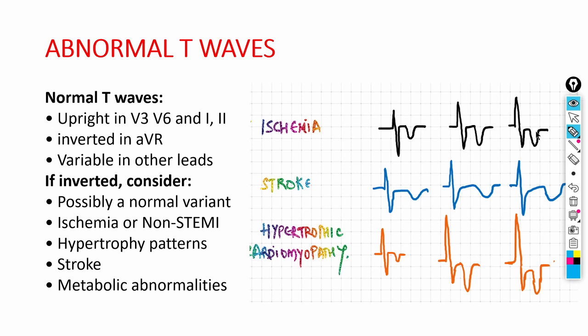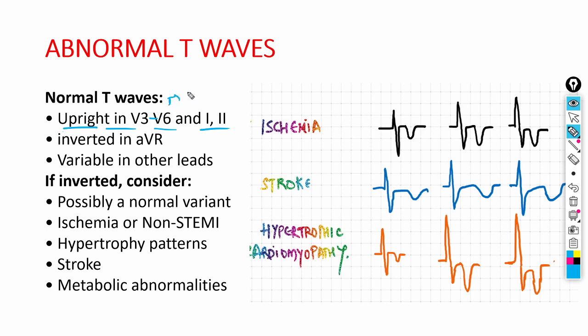Now, what can be the abnormalities in the T waves? First of all, we should know what are the normal T waves. The normal T waves are upright in leads V3 and V6 and lead 1 and 2.